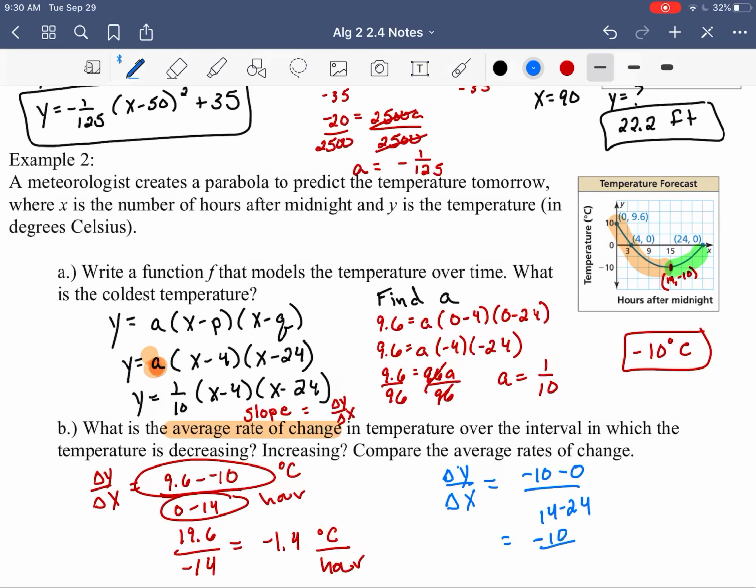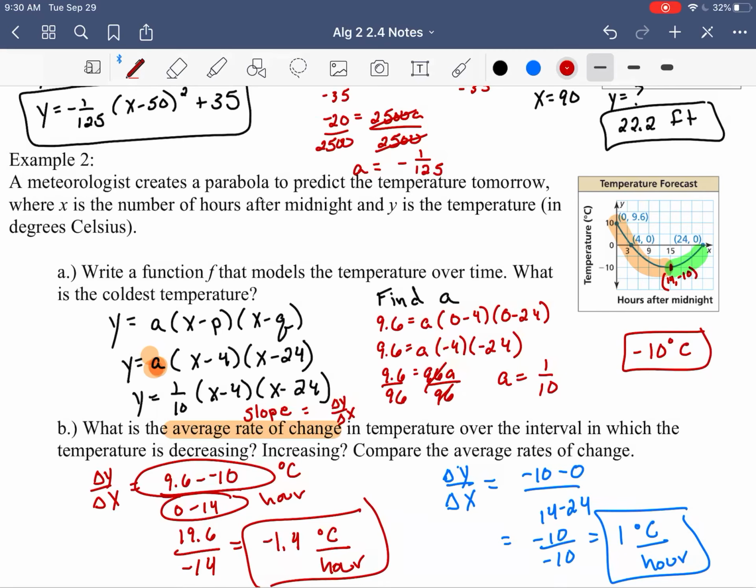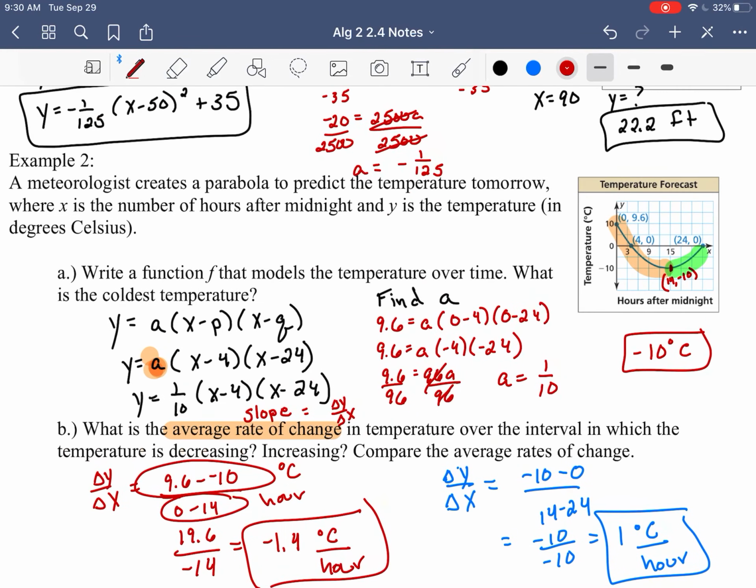So we'd get negative 10 over negative 10, which gives me a positive 1. Again, degrees Celsius per hour. So there's where it's increasing. Here's where it's decreasing. It says compare the average rate of change.